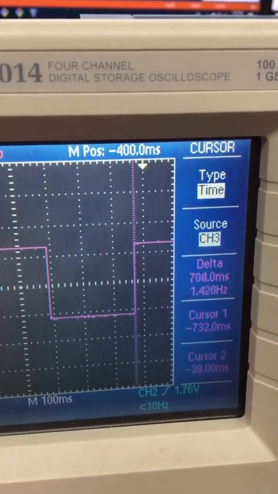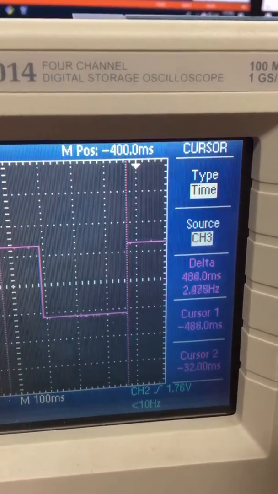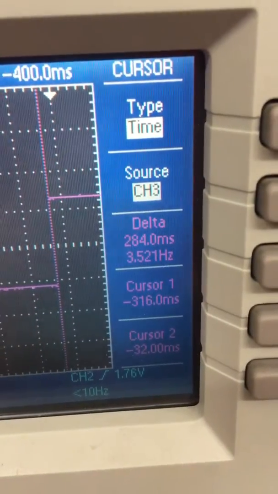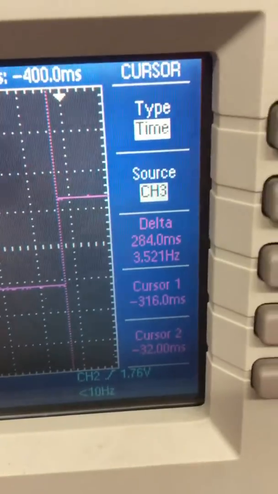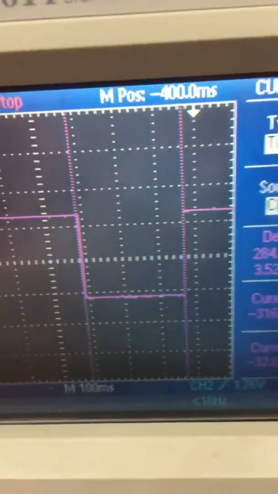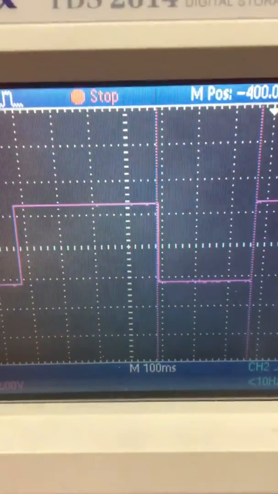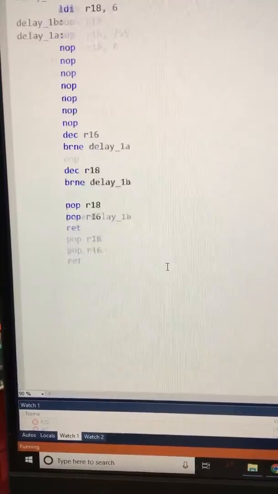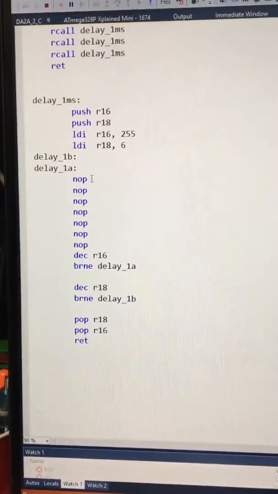And then the time that it's low is 284 milliseconds, and from calculations it was supposed to be 290 milliseconds, so we're off by 6 milliseconds. Again, in assembly, we can't get exact values with the delay subroutines that I used. We got about 1.005 milliseconds for the 1 millisecond delay subroutine.